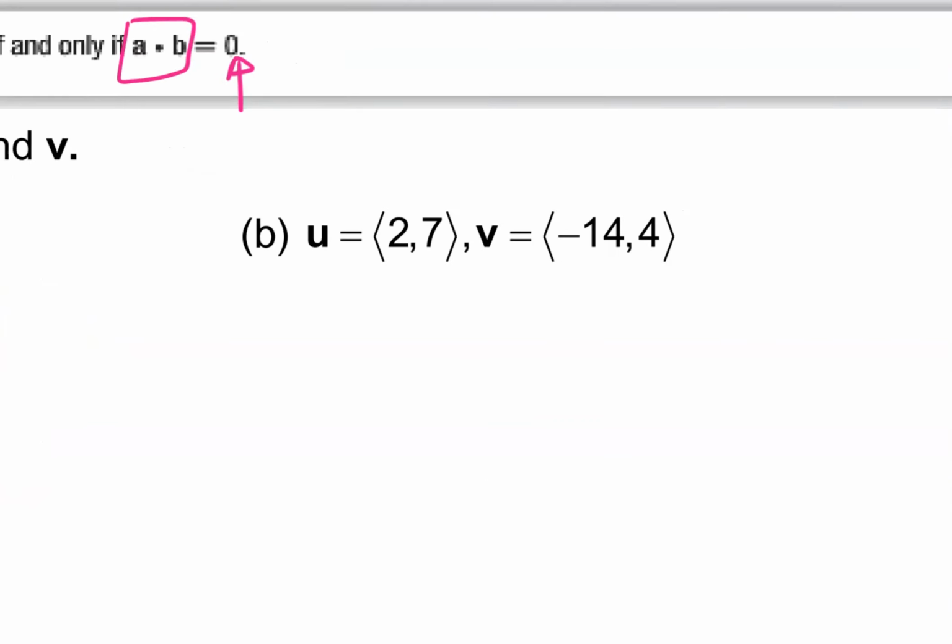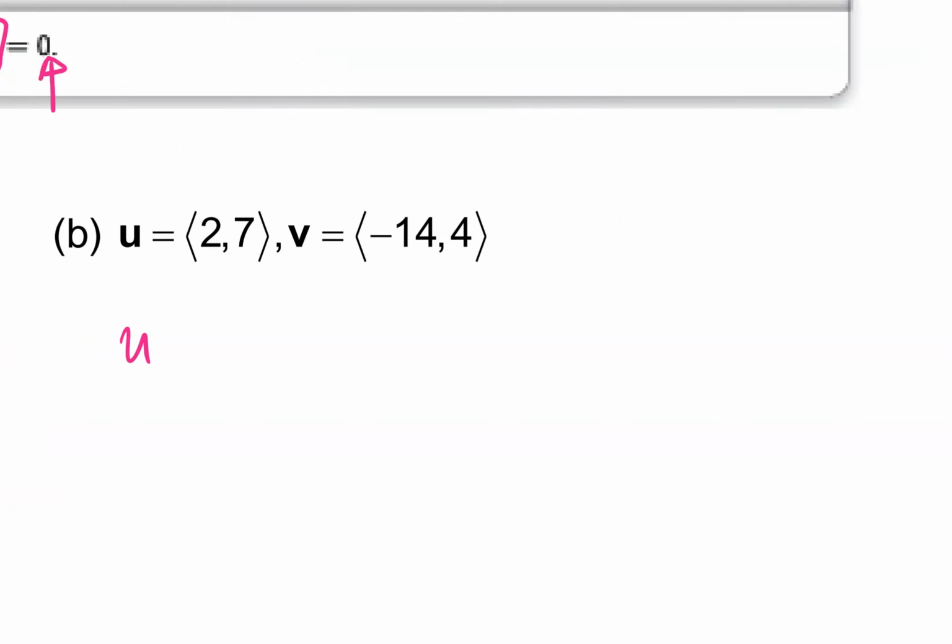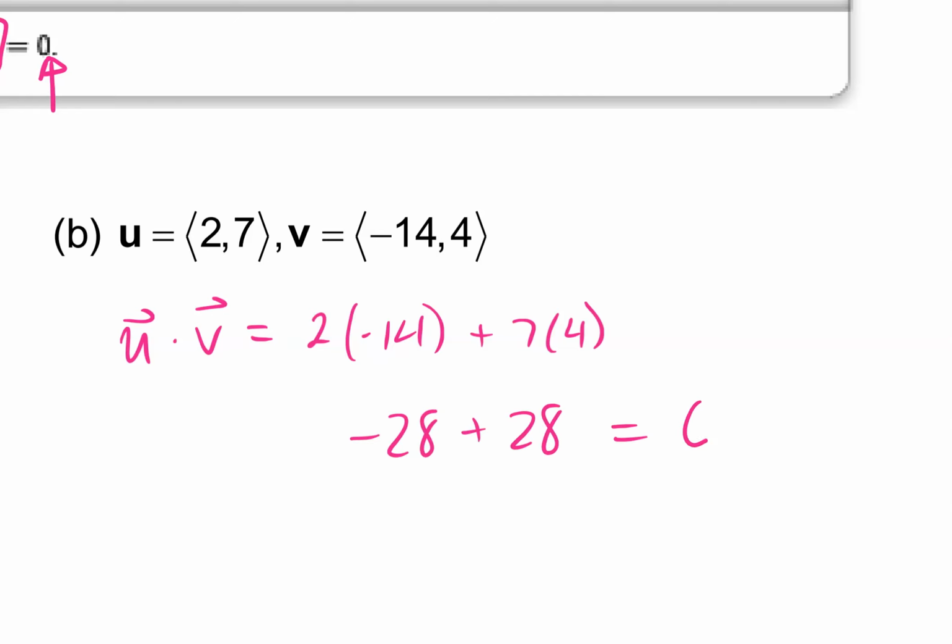So we can do the second example. I want to take the dot product of U and V. What that means is take the x's and multiply them together and add that to the y's multiplied together. So you get -28 plus 28, that's equal to 0.